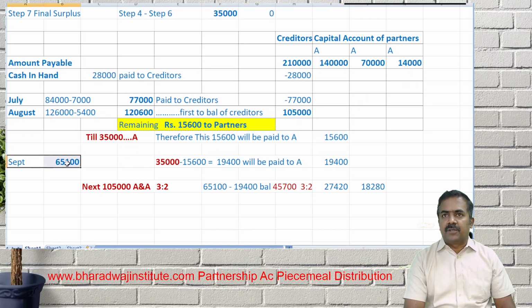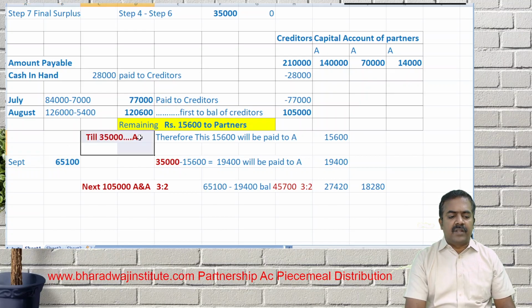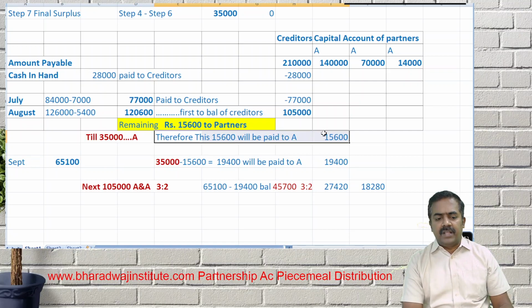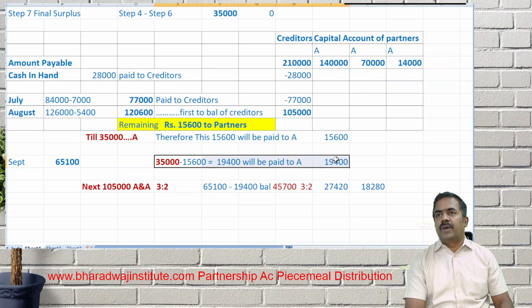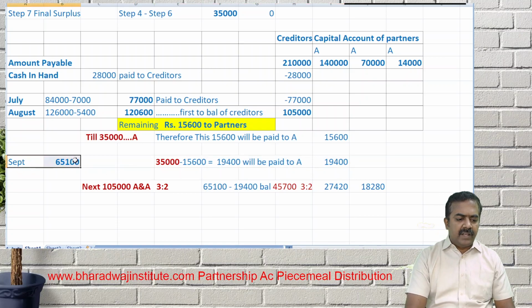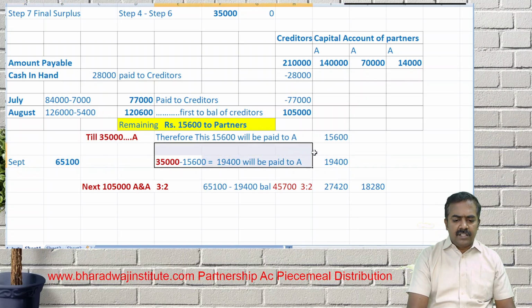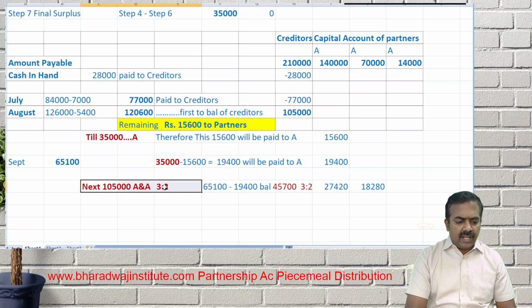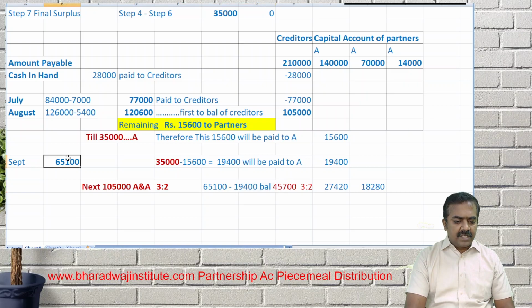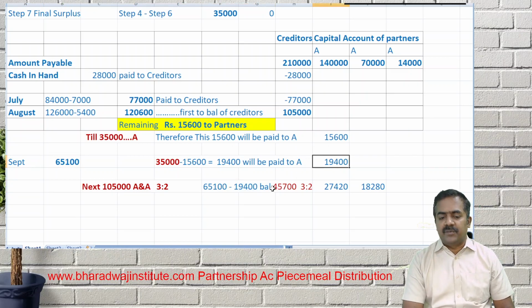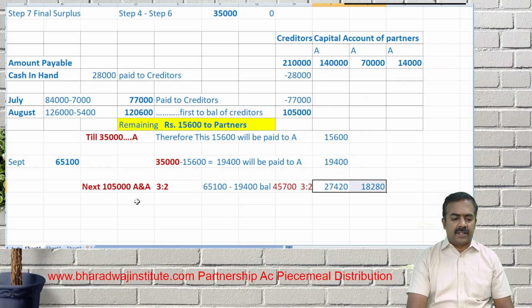Next, September we get 65,100. What is the condition there? The first 35,000 can be paid only to A. In that, how much has already been paid? 15,600 has been paid. The remaining 19,400 will also be paid only to A. So September we get 65,100, and this much has been paid. Next 1,05,000 can be paid only to whom? A and B. So out of 65,100, already 19,400 is settled. How much balance is there? 45,700 can be paid to the first two partners.